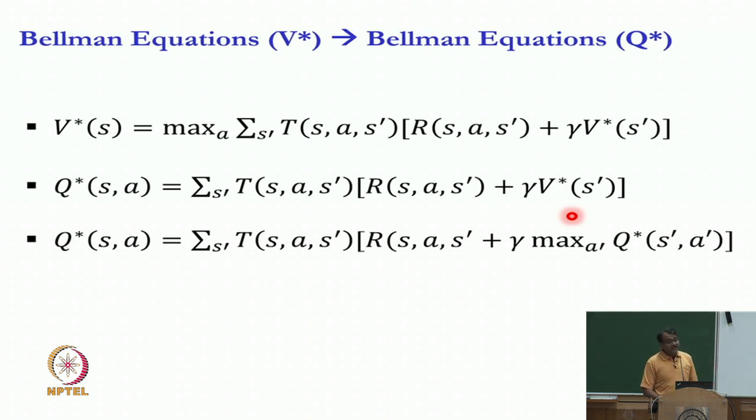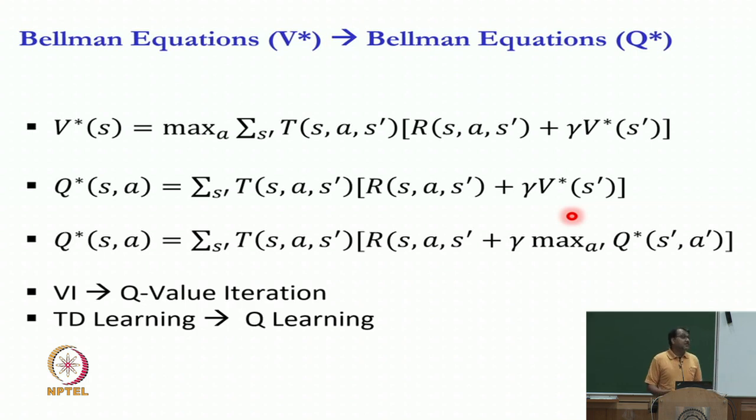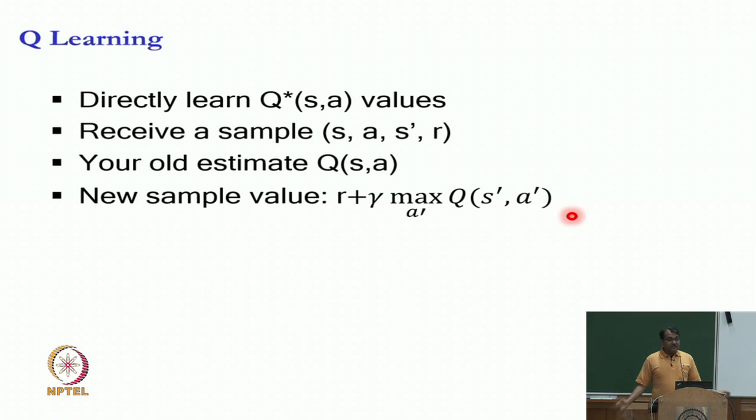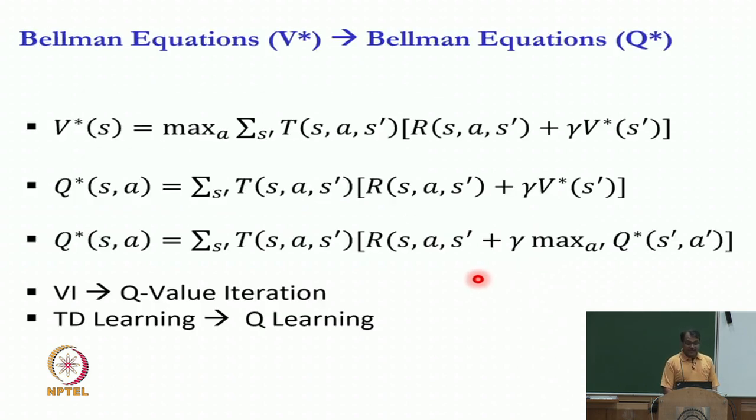So, instead of value iteration, we can do what we can call Q value iteration. Instead of maintaining the V star function, we maintain the Q star function. And similarly, instead of doing TD learning, we can do Q learning. That is, directly learn Q star values, receive a sample. So what is my sample? I am in state S, I take an action A, I get to state S prime, I get an immediate reward R. This is my sample. My old estimate was Q(S, A). My new estimate will be R plus gamma times max over A prime of Q(S prime, A prime). See here, this becomes my new estimate.